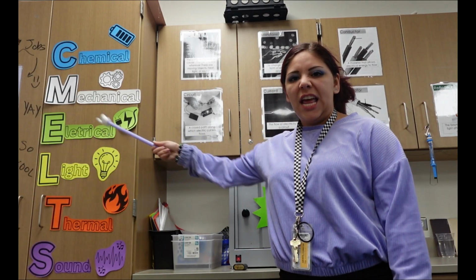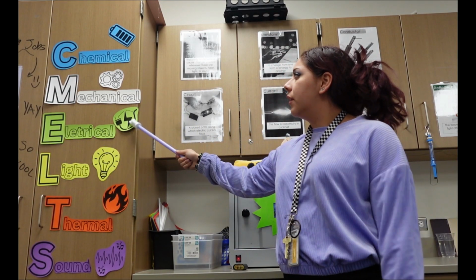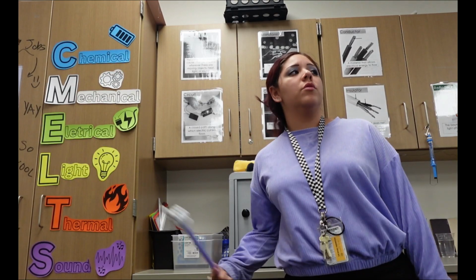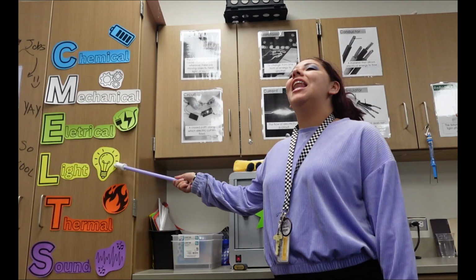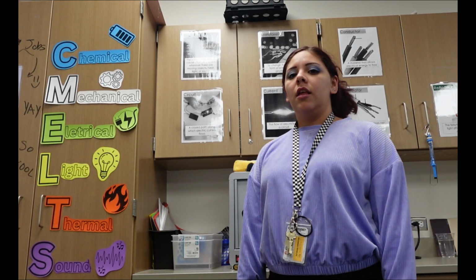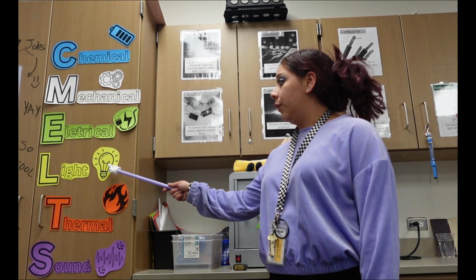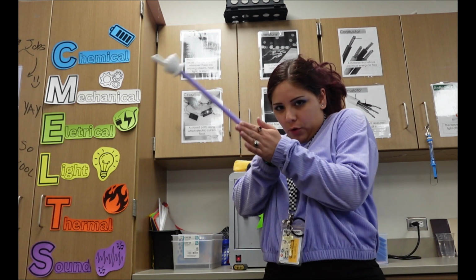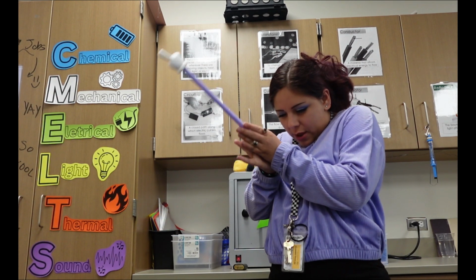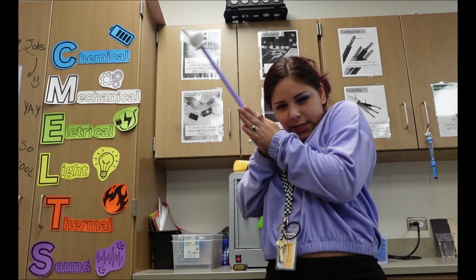Electrical energy comes from electricity, your charged particles, those electrical currents that are going through your circuits. We have light energy. Light energy is the energy that we, of course, get from emissions. Next, we have thermal energy. Thermal, it's our temperature, our heat. Rub your hands together to make heat.